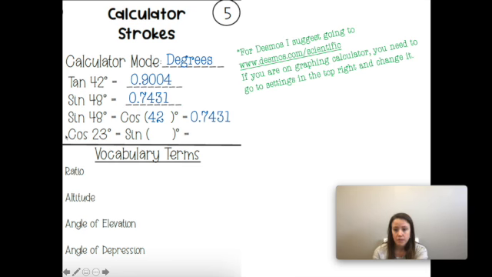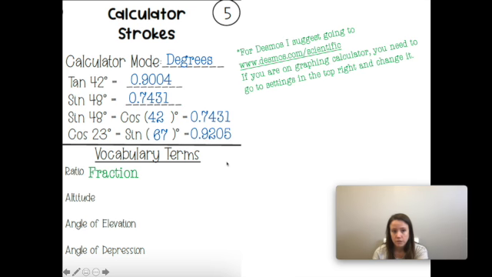Cosine of 23 must be equal to sine of what? So 90 minus 23 gives me 67 degrees, which is 0.9205. All right, there's a few vocabulary terms.